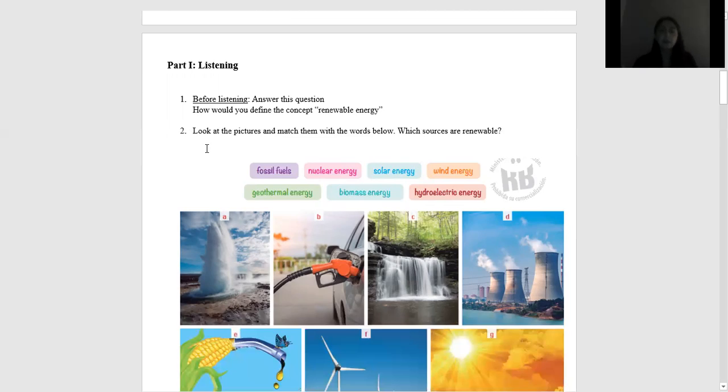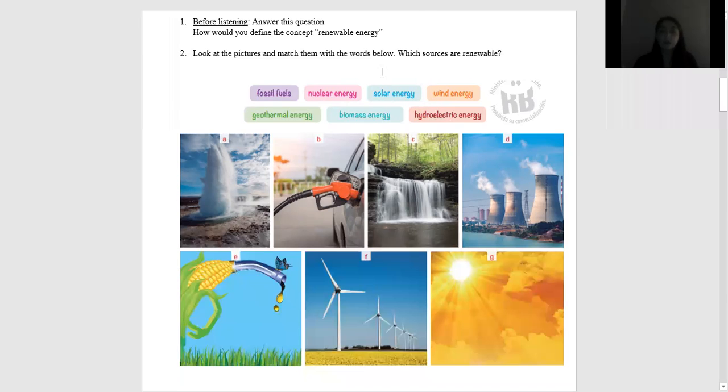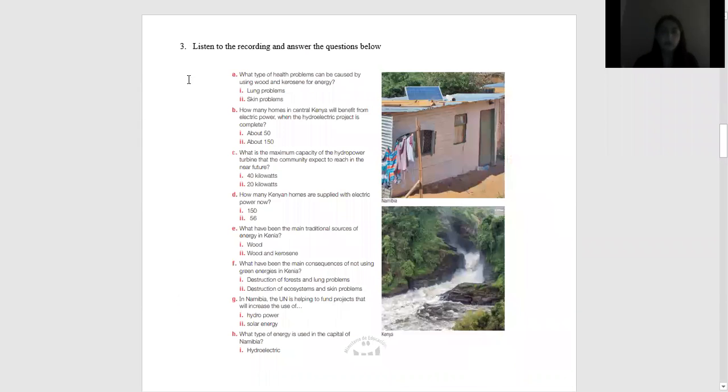Activity number 2 is about vocabulary. So you have to match the concepts with the pictures. And activity number 3 is the listening part. So you're going to listen to some texts and you have to answer these questions. And we listen.